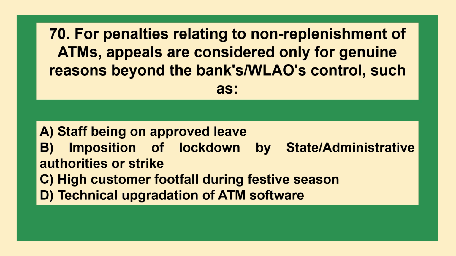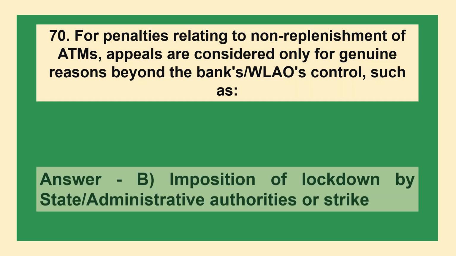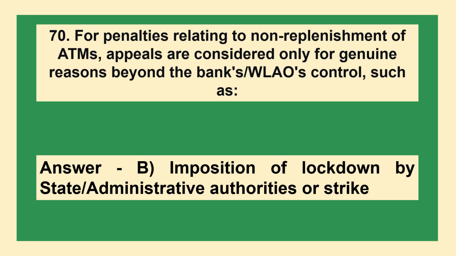For penalties relating to non-replenishment of ATMs, appeals are considered only for genuine reasons beyond the bank's or WALO's control, such as: Option A, staff being on approved leave. Option B, imposition of lockdown by state or administrative authorities or strike. Option C, high customer footfall during the festive season. Option D, technical upgradation of ATM software. The answer is option B, imposition of lockdown by state or administrative authorities or strike.